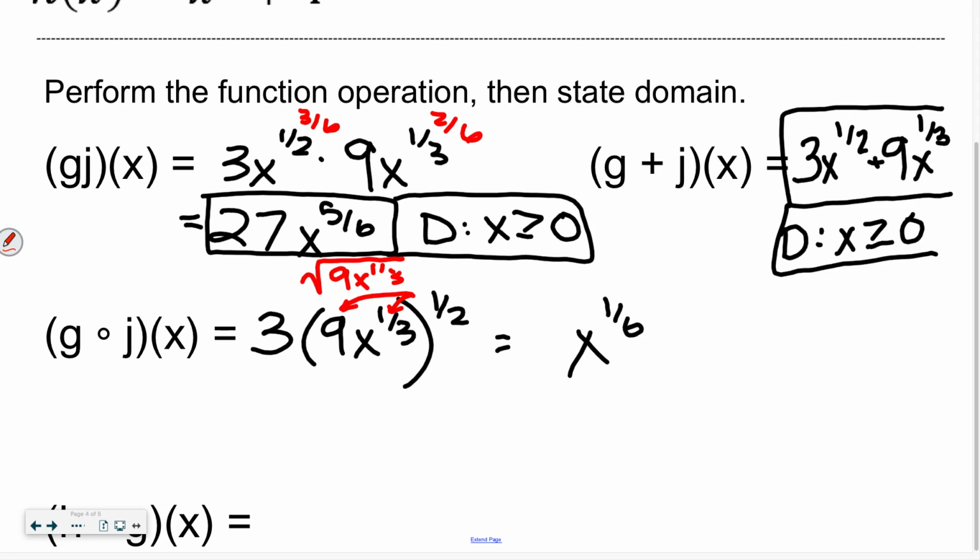Some people were saying distribute it to both parts. You don't distribute exponents over plus or minus, but you do distribute exponents over multiplication and division. That's a property of exponents, right? So this is really 3 times 3x to the 1/6, so we should have a 9. Domain? x is greater than or equal to 0.